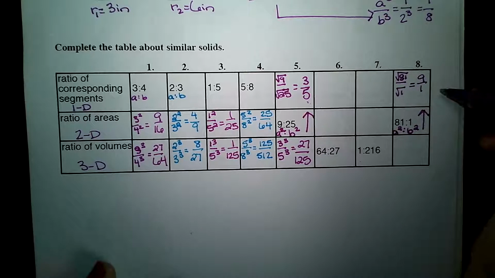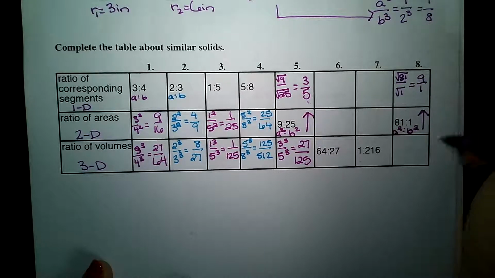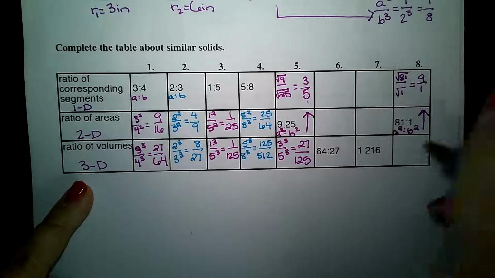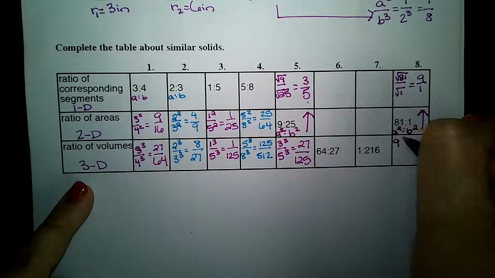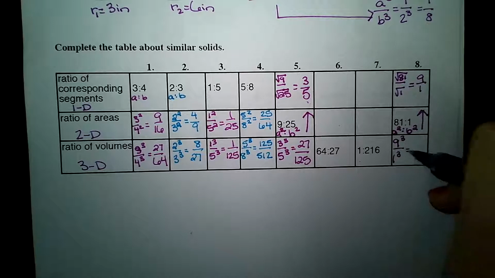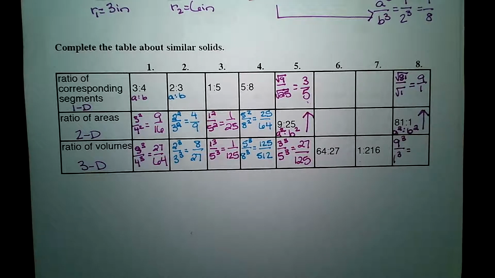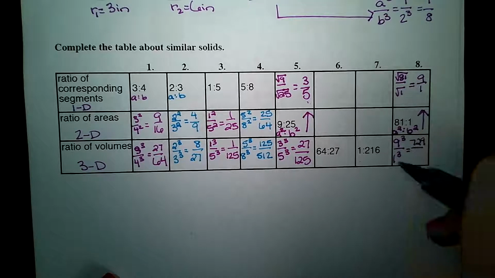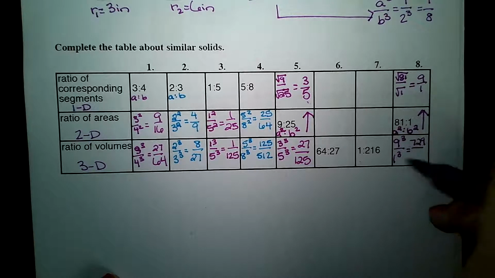Once you have that linear ratio, then you can bring it down to turn it into a ratio of volumes. Volumes mean cubing the linear value. So 9 times 9 times 9, which is 9 cubed, is 729. And 1 times 1 times 1 is just 1.